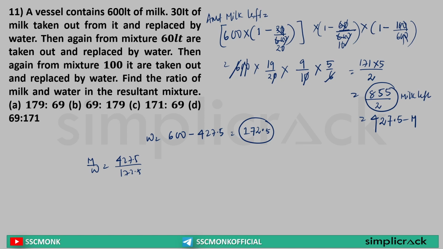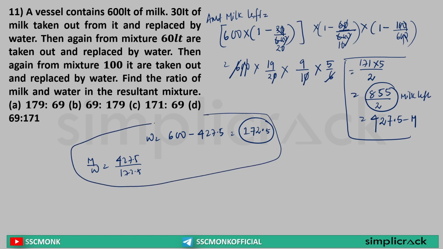Or without doing all these things starting from here, you should skip it. Why? See, in this particular question, the amount of milk left is equal to 600 liter, that is the initial quantity. So if I divide the initial quantity, what I will get? 19 by 20 into 9 by 10 into 5 by 6. I am not crossing out anything. In place of 600, I am writing initial quantity and dividing it by the denominator.